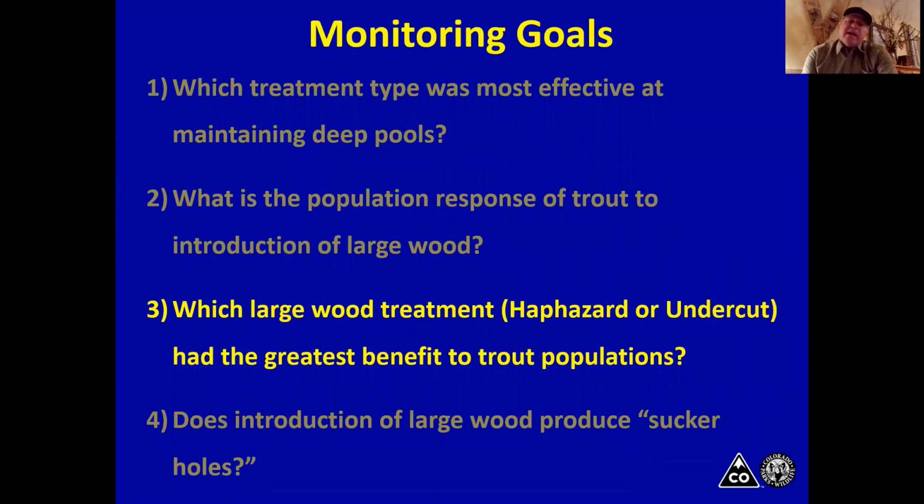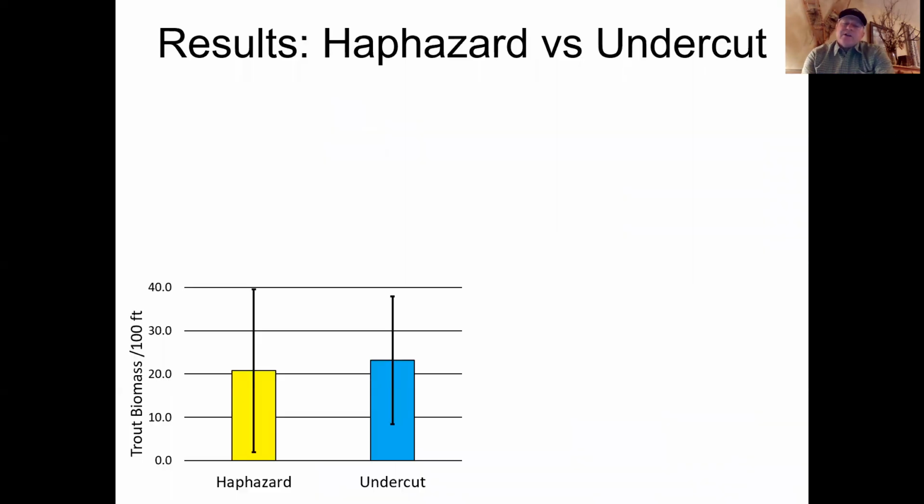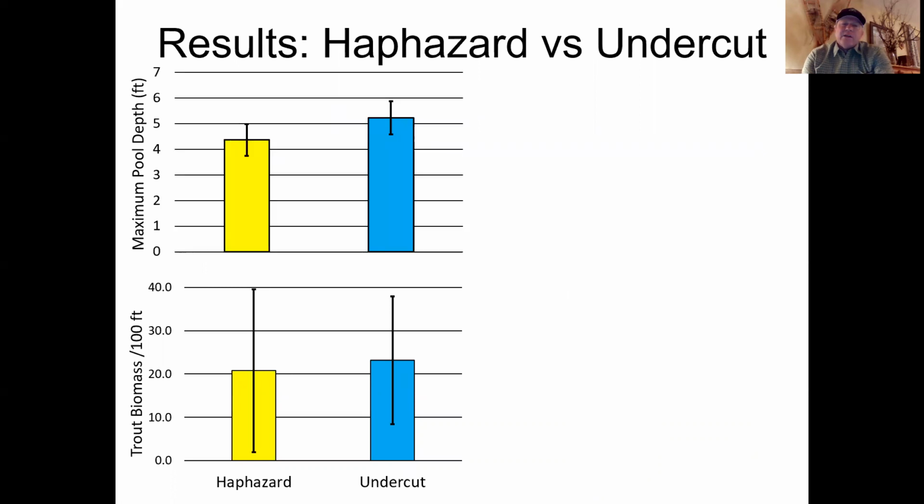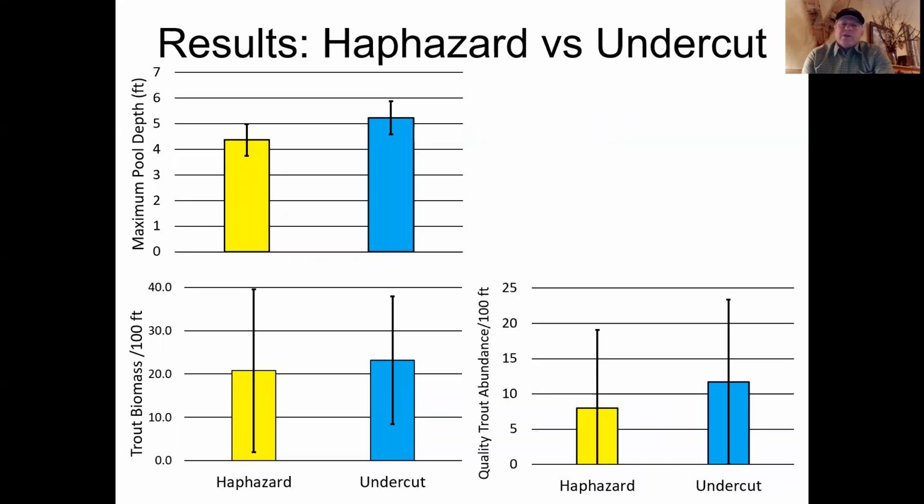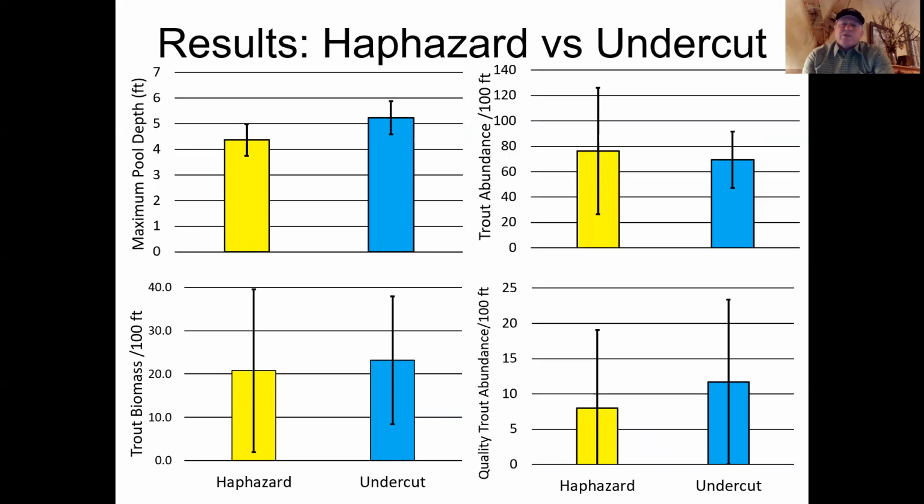Then we asked the question, were there any differences between the two different large wood treatments, the haphazard and undercut? And the answer to this, these are 95% confidence intervals on these estimates. If they overlap, then there's no evidence. So for trout biomass, we did not find any evidence of a difference. Max pool depths, the 95% confidence intervals overlap. Quality trout abundance the confidence intervals overlap, as well as just general trout abundance. So no evidence that haphazard versus undercut is different.